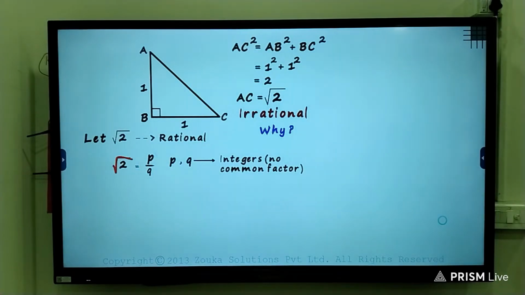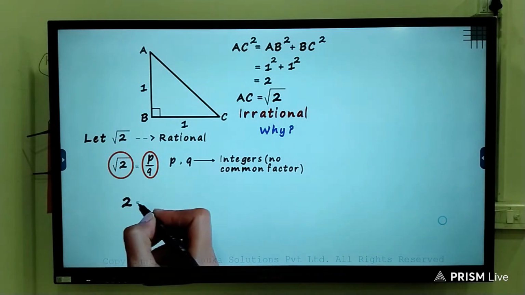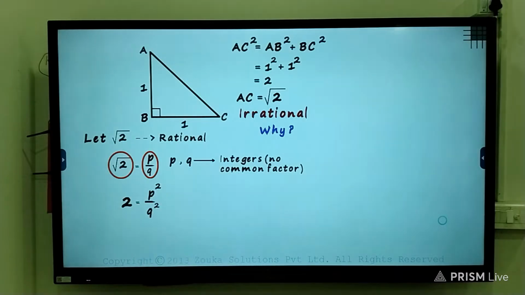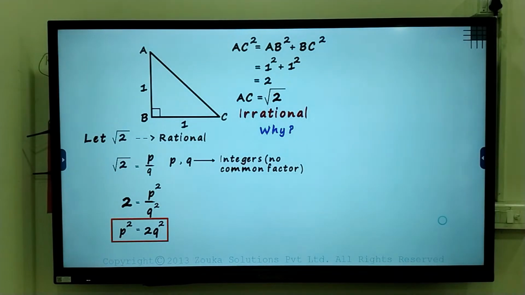How do we eliminate the radical now? To eliminate the root sign, we square both sides. So 2 equals p squared by q squared. Transposing q squared to the other side, we got p squared equal to 2q squared. This gives us a very important result, and let's call it our first equation. What does this tell us?